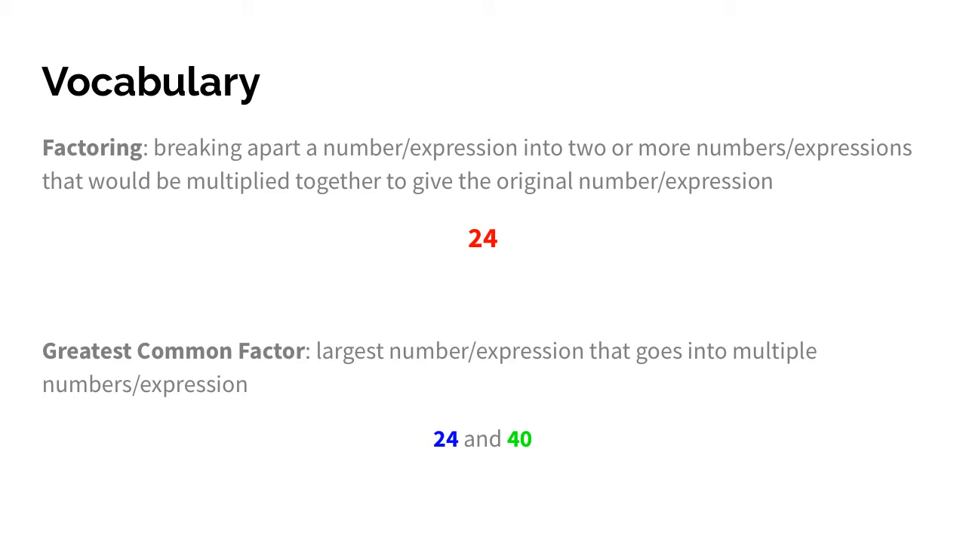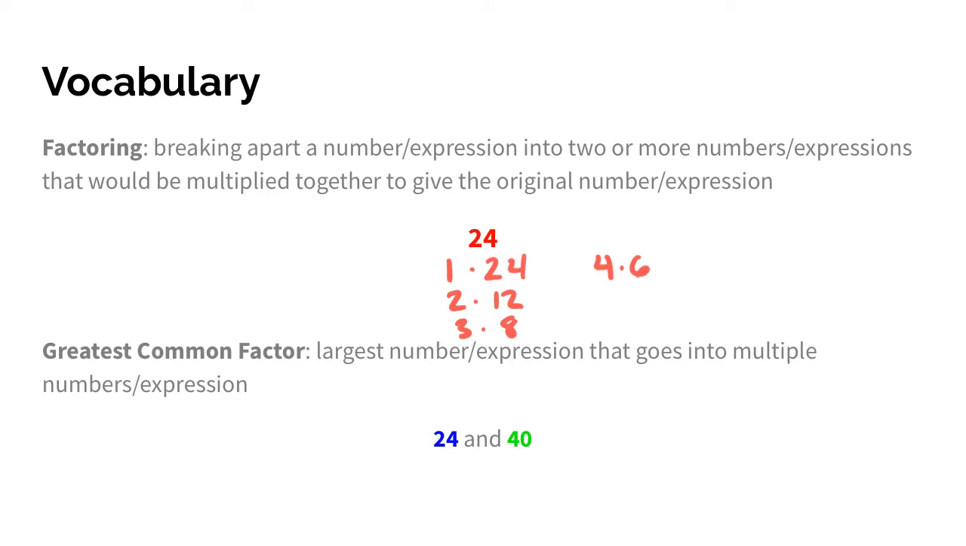So take, for example, the number 24. If I want to factor 24, what I'm going to do is think about two numbers that I would multiply together to give me 24. So a couple examples, I would have 1 and 24. I could have 2 and 12. I could have 3 and 8. I could have 4 and 6. And that would be it. So these are all considered factors because they are two numbers that multiply together to give me the number 24.